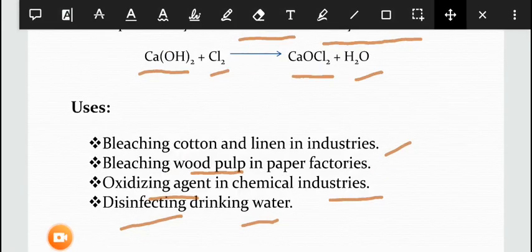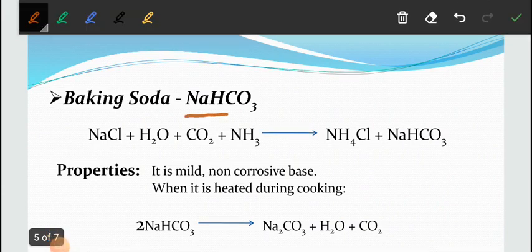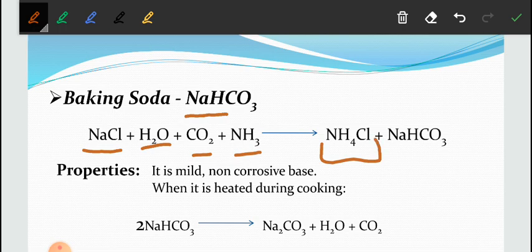Next chemical is baking soda. Its chemical formula is NaHCO3. How is it obtained? When we add sodium chloride, which is common salt, in water and carbon dioxide along with ammonia, it will give you ammonium chloride, that is NH4Cl, and as a product we get baking soda, that is NaHCO3. The main property of this is that it is mild, means it is very soft, and it is a non-corrosive base, means it can be used for a long time.